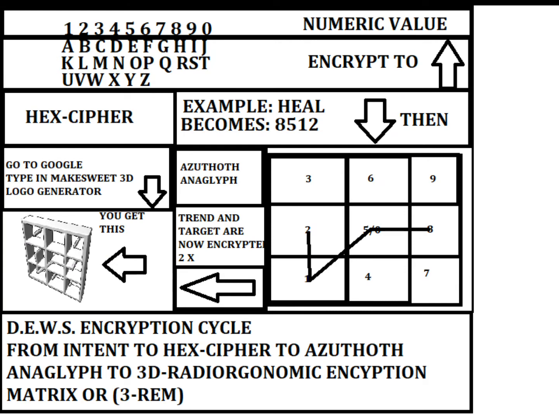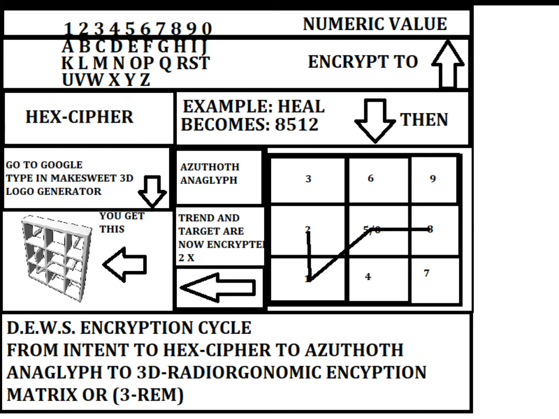So at the top, you have an alphabet table and the numeric equivalents of those letters. This is our hex cipher. This is going to be really important to the process. So again, here in our example, I use the word heal, which translates to 8512.